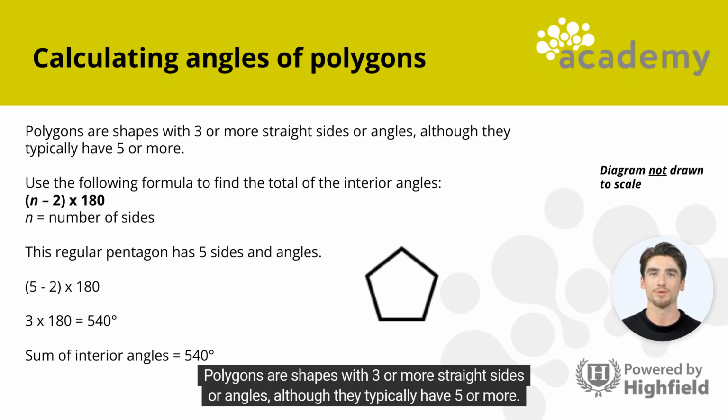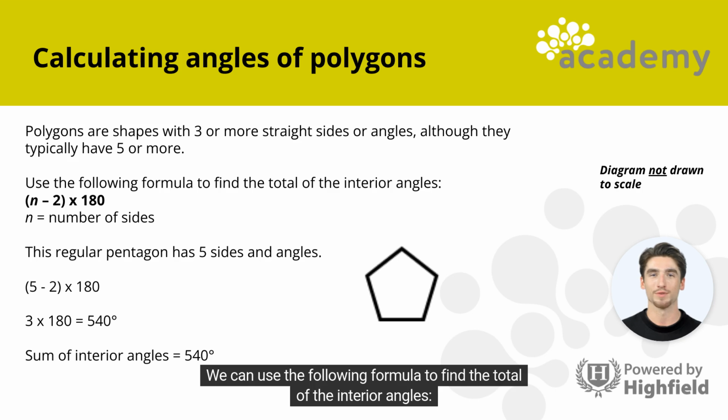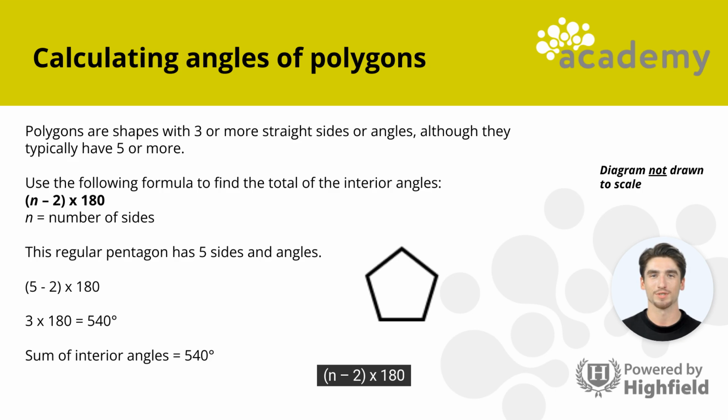Polygons are shapes with 3 or more straight sides or angles, although they typically have 5 or more. We can use the following formula to find the total of the interior angles: (n minus 2) multiplied by 180. In this formula, n is the number of sides.